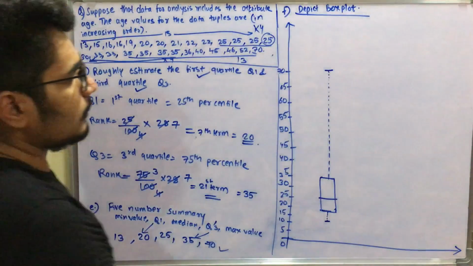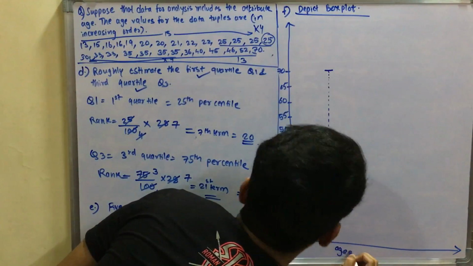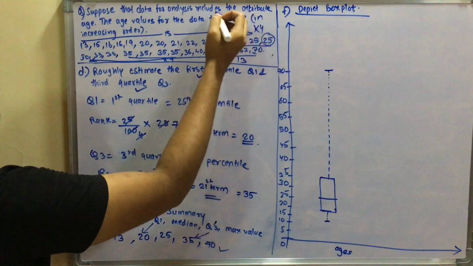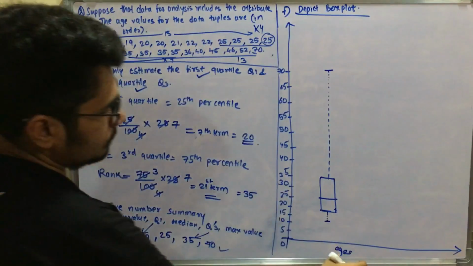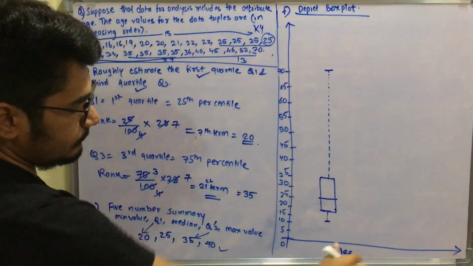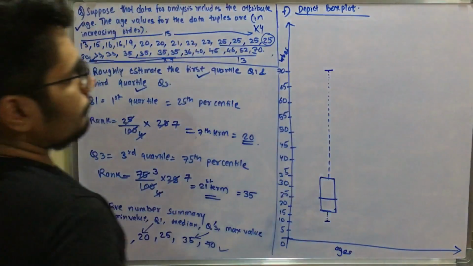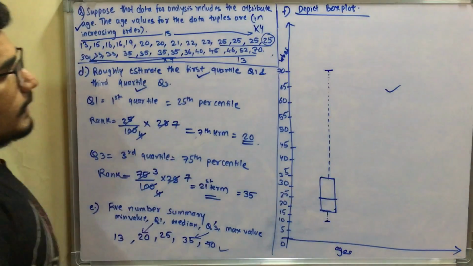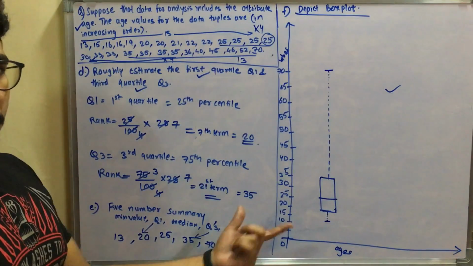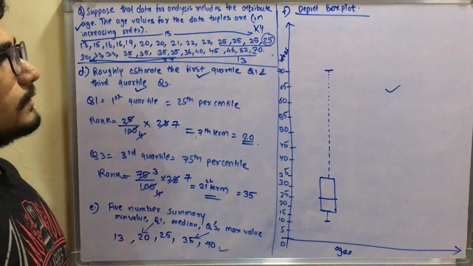We have summarized this kind of data, and so we label this. Suppose the data for analysis includes the attribute age. So you represent the x-axis with age, and these are the values for that. So you write values to this. So this completes our box plot as well. With this problem, using the data summarization technique, you complete the answer to this kind of problem.